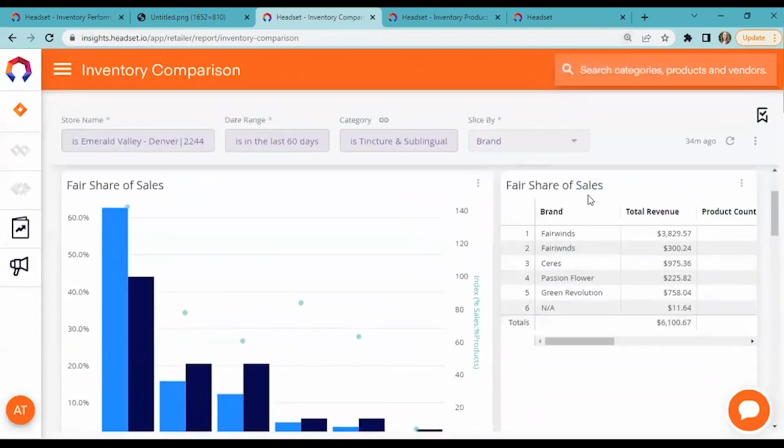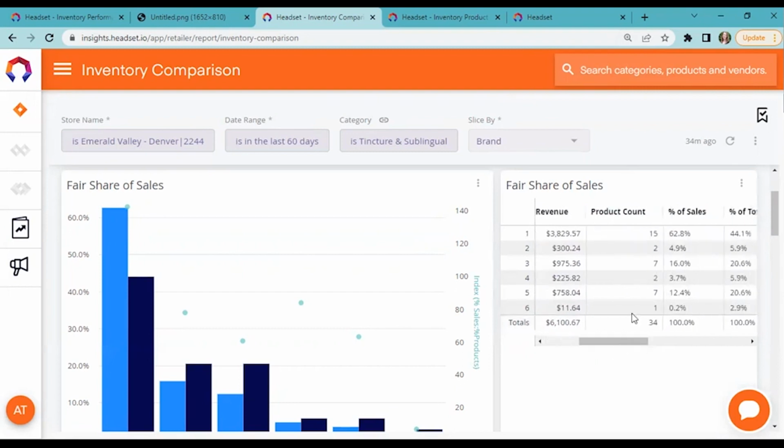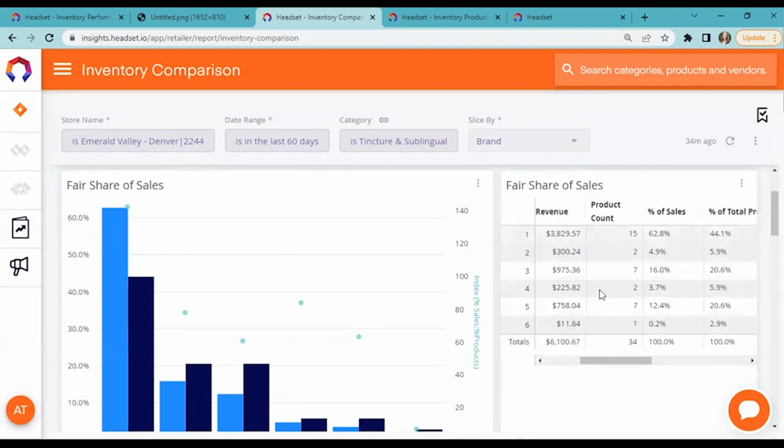Okay, so this fair share of sales over here to the right is going to break it down by brand. I already noticed there's maybe a little data cleanup. Again, this is a demo system, so not great, but two brands that are probably the same actually and should be lumped together. But in the last 60 days, you can see how much revenue each one of these brands brought in and the product count associated with each of these brands.